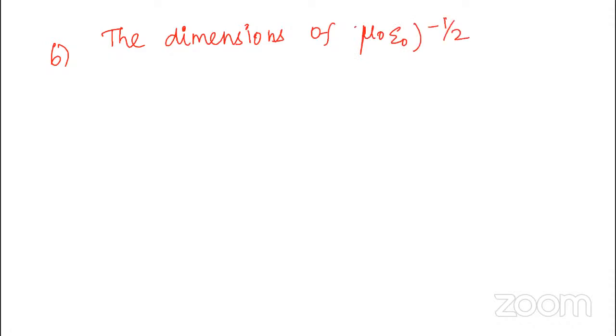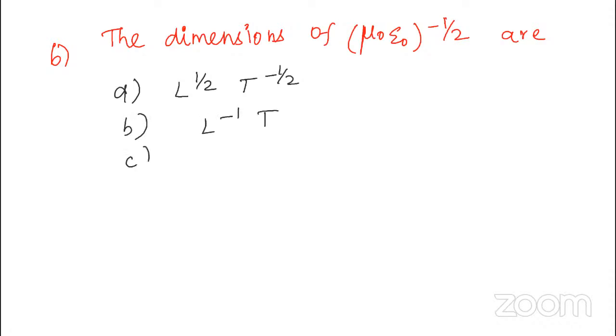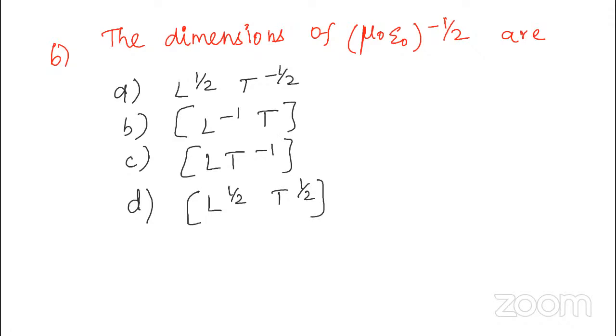The last problem. Okay. The dimensions of mu naught epsilon naught power minus half are: options A, L power half, T power minus half; B, L power minus 1 into T; C, L T power minus 1; and D, L power half, T power half. Okay.